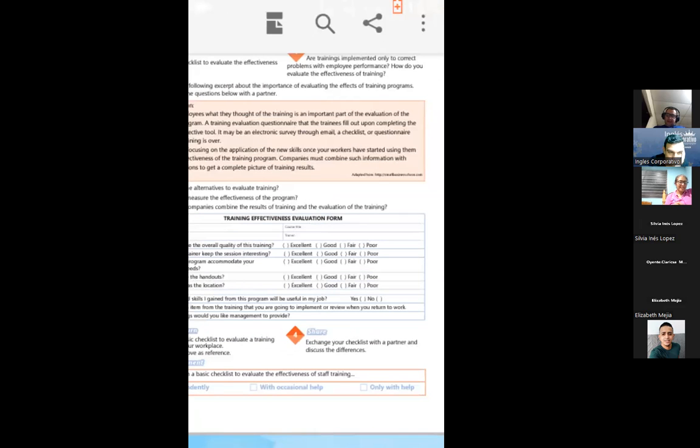Vamos. Vaya, ahora hagamos nosotros nuestro propio checklist.